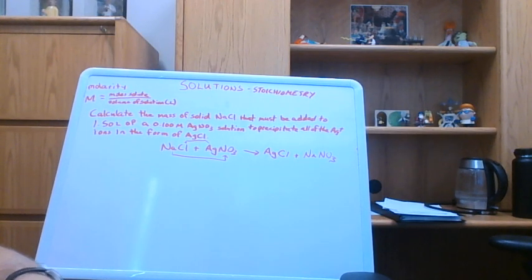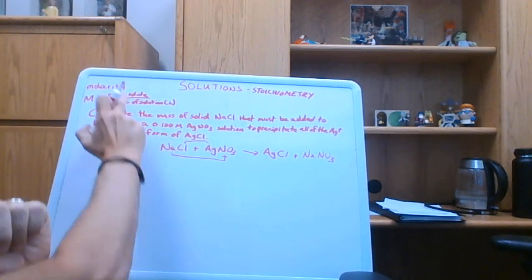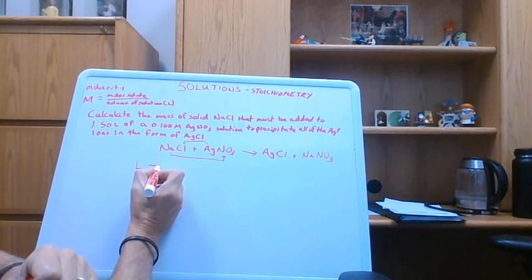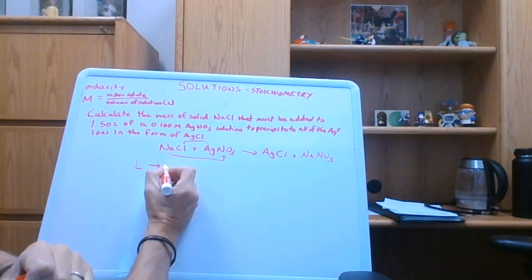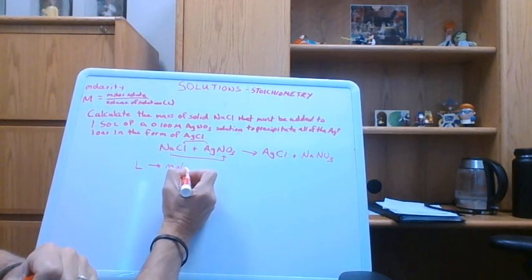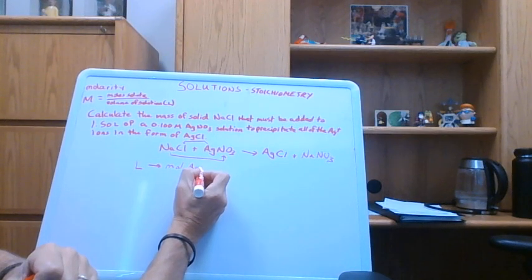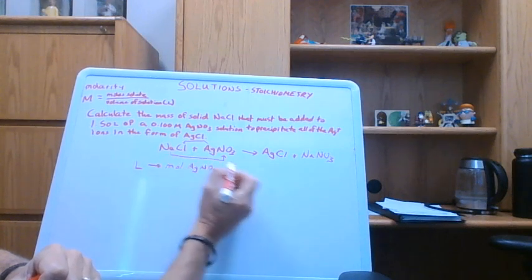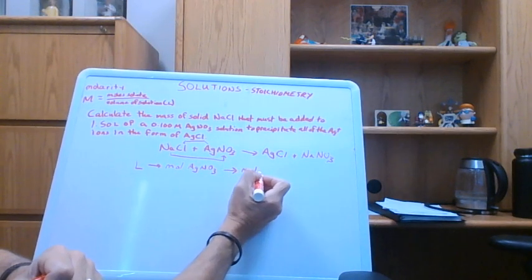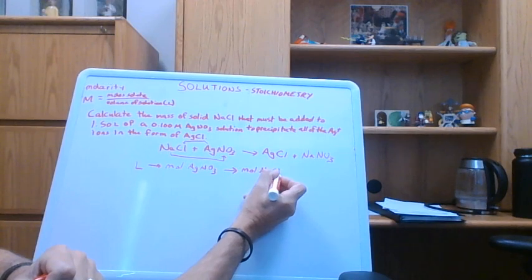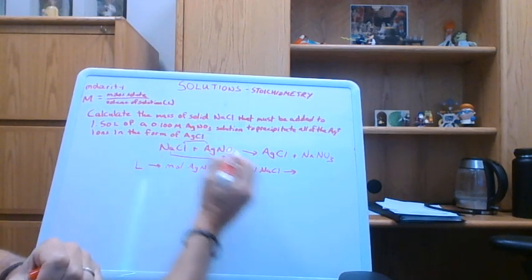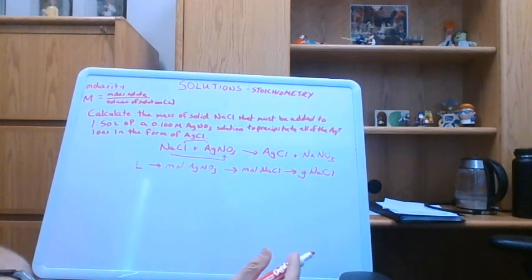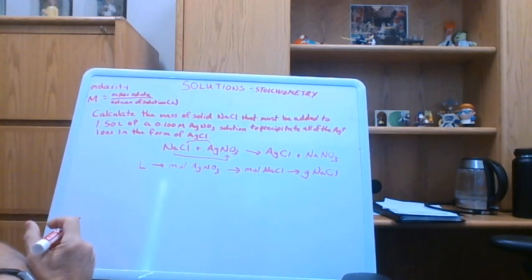So what we're given is, remember, our molarity is going to be a conversion factor. So we're going to start with our liters of solution, and then we can go from liters of solution to moles of AgNO3. And in stoichiometry, once we have moles of one thing, we can go to moles of something else. So we can go to moles of sodium chloride. And then where we're headed is we want to know the grams of sodium chloride. So this would be the conversion map that we're going to run through to solve this problem.